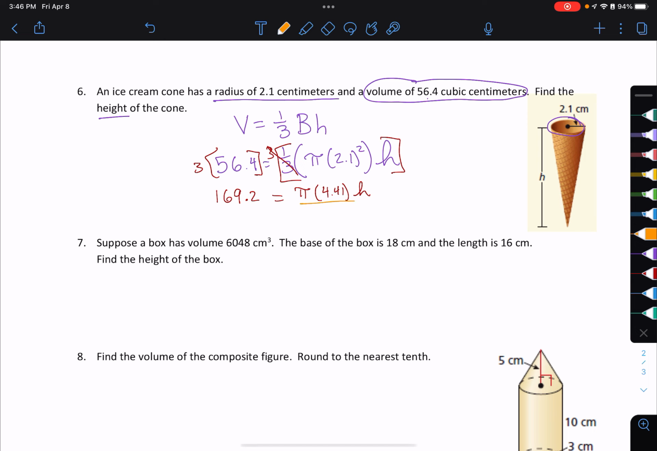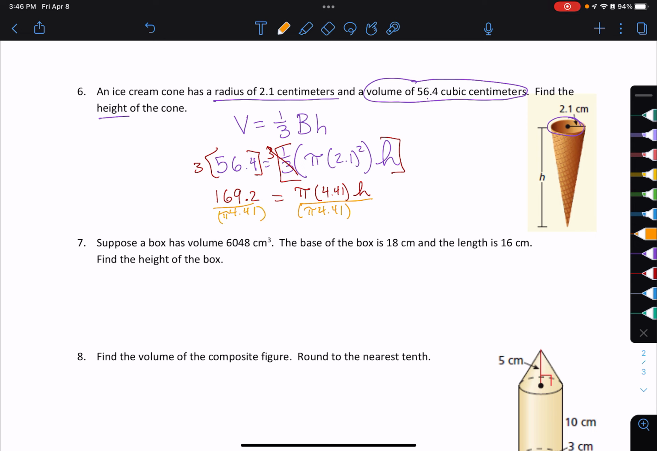I'm then going to divide both sides by 4.41. I might get a decimal on that most likely. So actually I'm going to change my mind. I'm going to divide by both pi and 4.41. That way I get the height right away. But you'll notice that I added some parentheses around that pi.